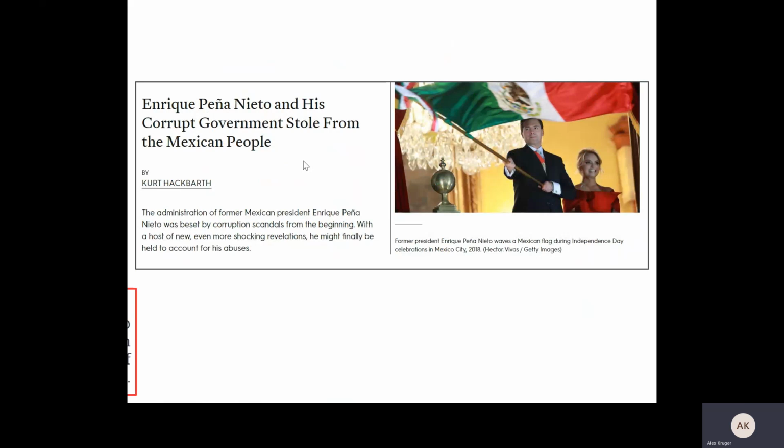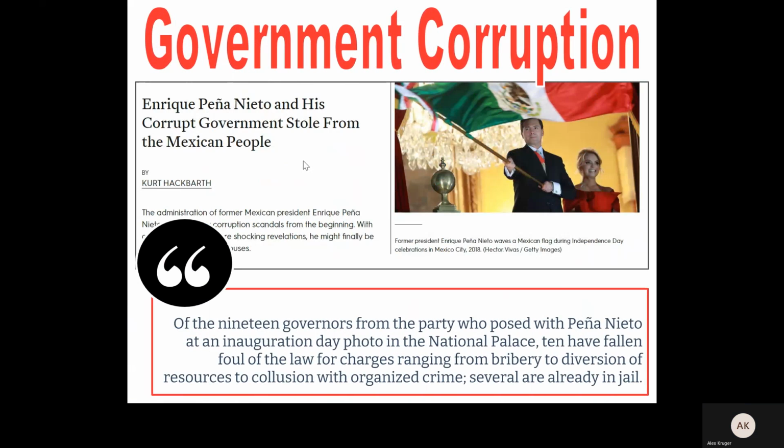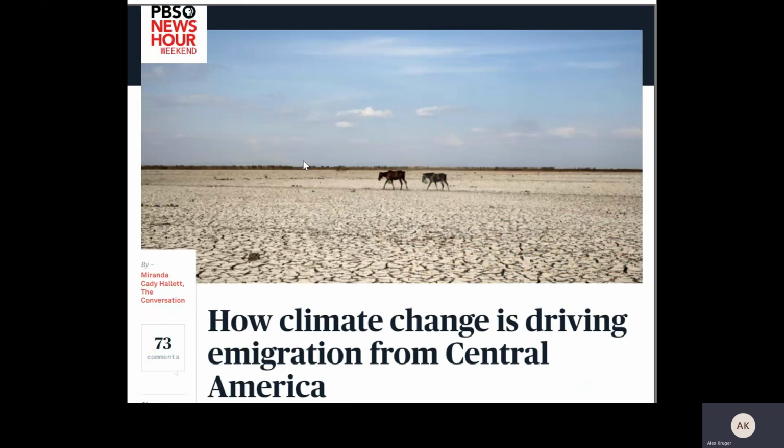But I don't think he's ever been brought to trial for anything. Of the 19 governors from the party who posed with Peña Nieto at an Inauguration Day photo on the National Palace, 10 have fallen foul of law, with charges ranging from bribery to diversion of resources to collusion with organized crime. The cartels had pretty much influenced this administration in a lot of ways, and that's still a problem going on in Mexico, as many of you, I'm sure, know.